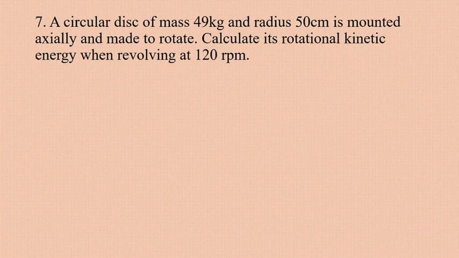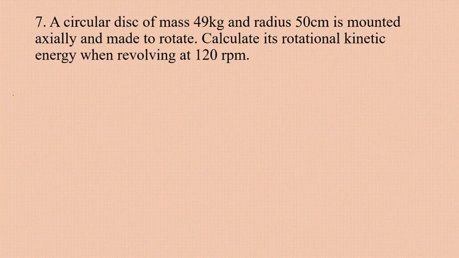I repeat, a circular disc of mass 49 kg and radius 50 cm is mounted axially and made to rotate. Calculate its rotational kinetic energy when revolving at 120 revolutions per minute. So what is the rotational kinetic energy? It is a sum of the translational as well as the rotational. What is the formula for the rotational kinetic energy?